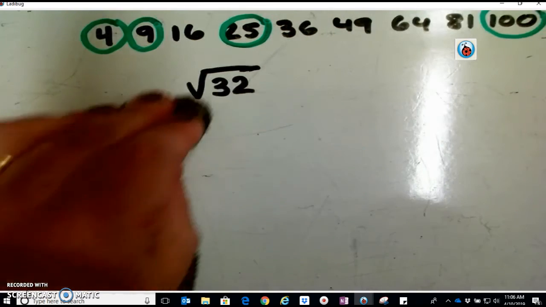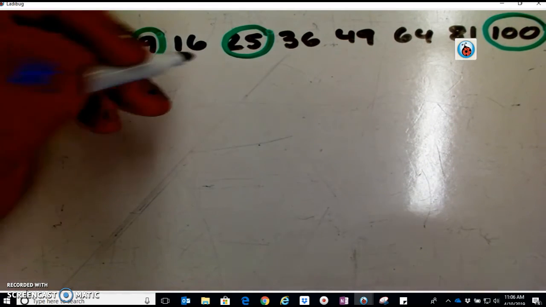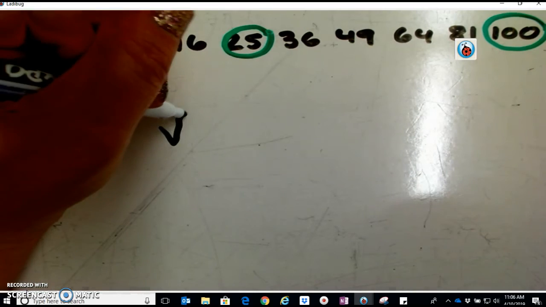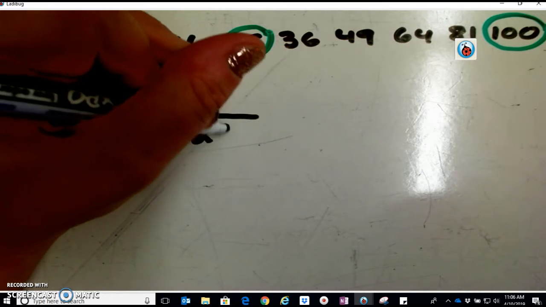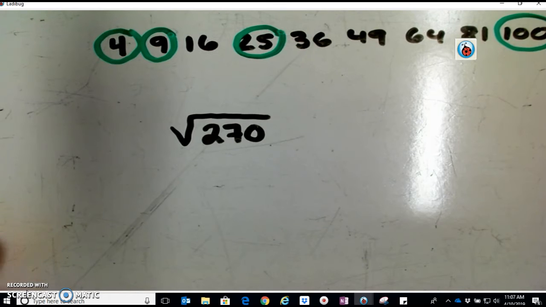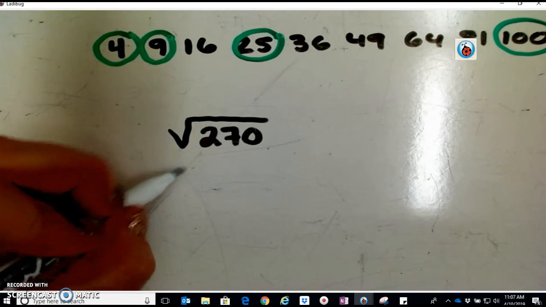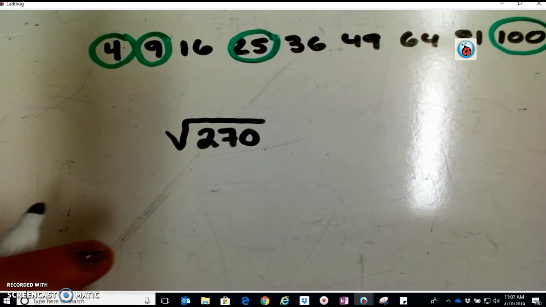Okay? So kind of like playing some hide and seek there. All right, let's try the other example from the last video, which was the square root of 270. Okay, so again, like last time, I factored it into 27 and 10 to try to find all my primes.